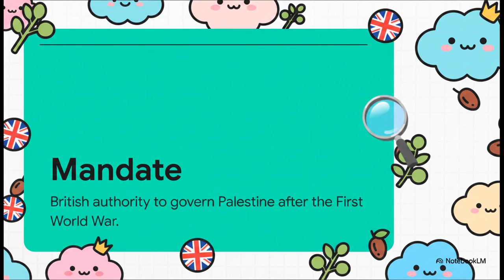First up, some key vocabulary for your notes. A mandate. In this context, it was basically the official British authority to govern Palestine right after the First World War. You see, when the Ottoman Empire collapsed after the war, Britain was granted this mandate to administer the territory. But here's the catch. Governing a region with deeply established communities and incredibly complex overlapping historical claims is practically impossible. Britain wasn't just there to rule. They were supposed to be managing a peaceful transition for this territory.